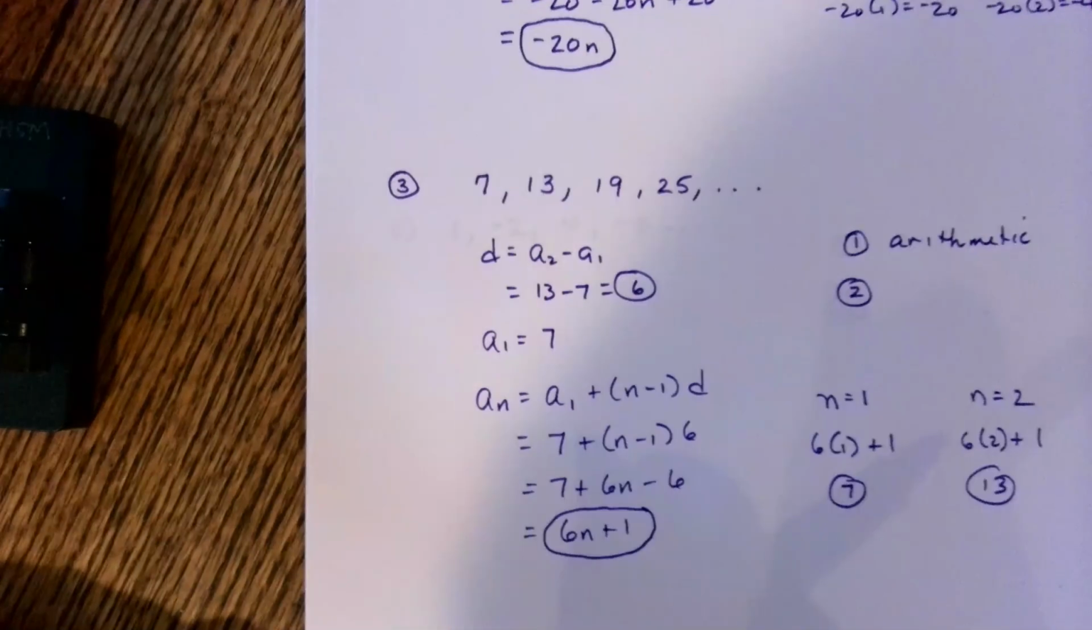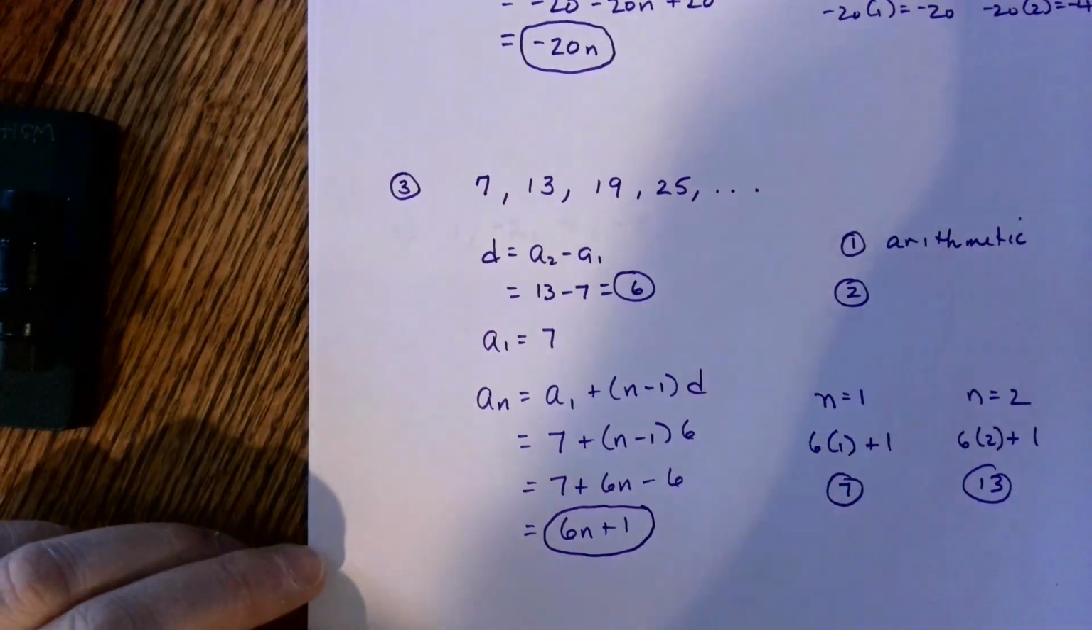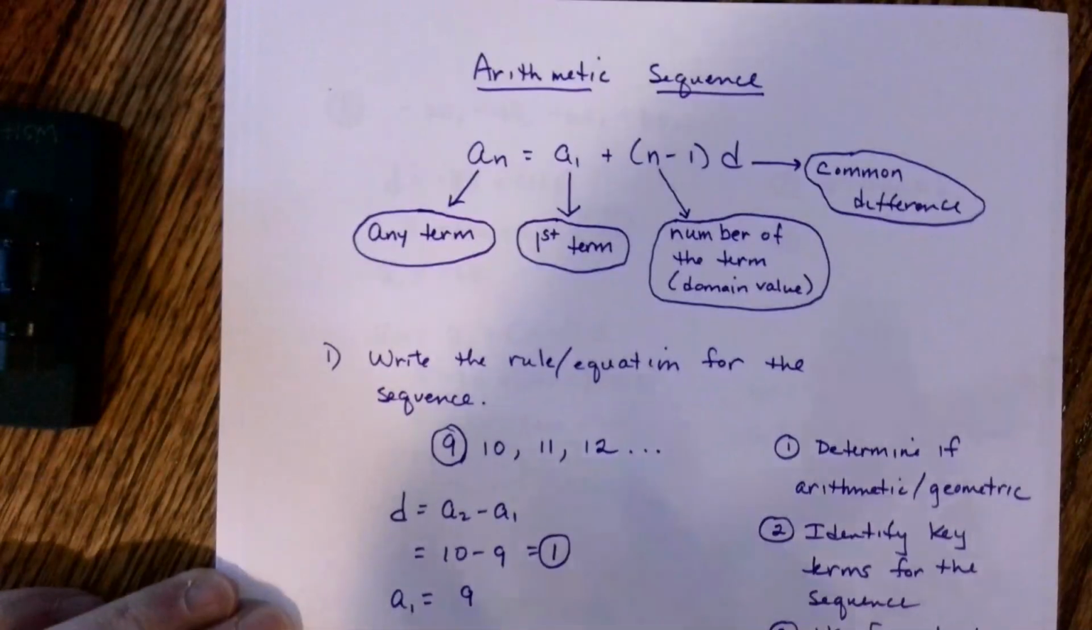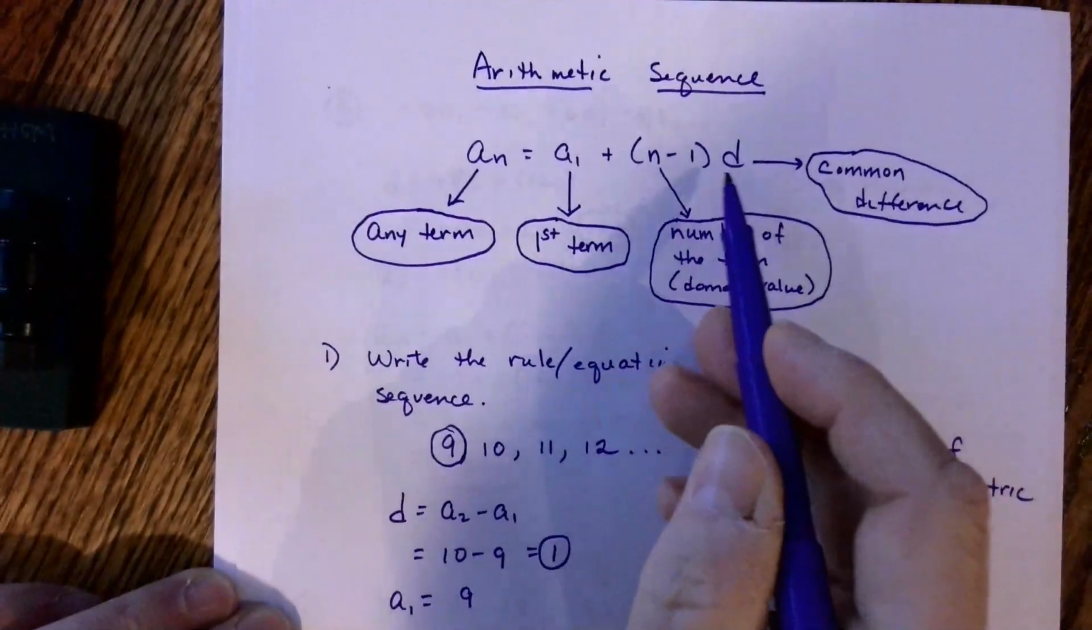So you can calculate the rule or figure out the rule for an arithmetic sequence by using the formula a sub n is equal to the first term plus n minus 1 times d.